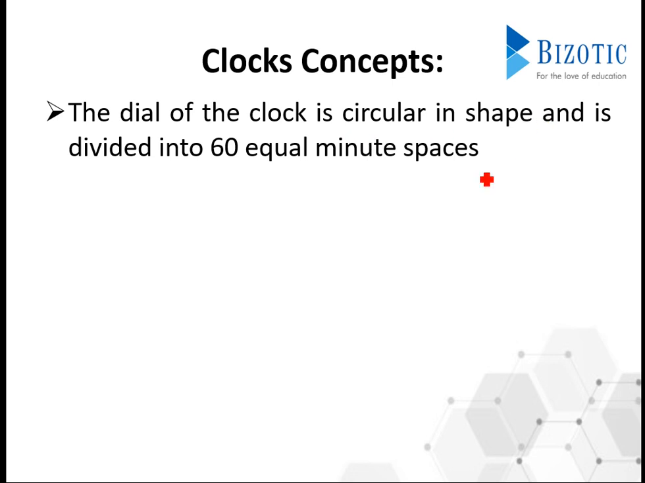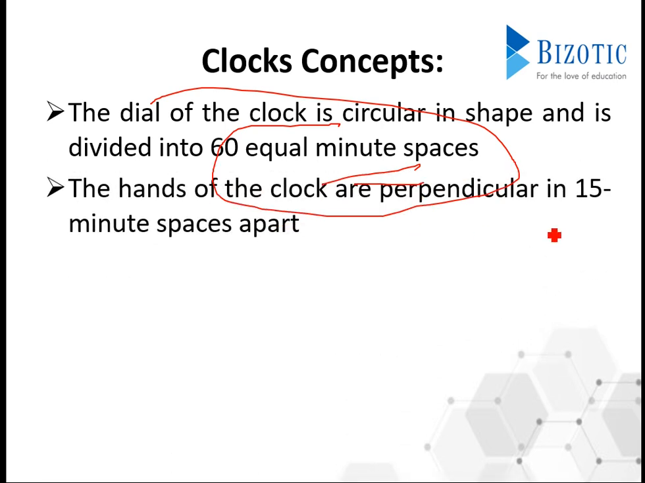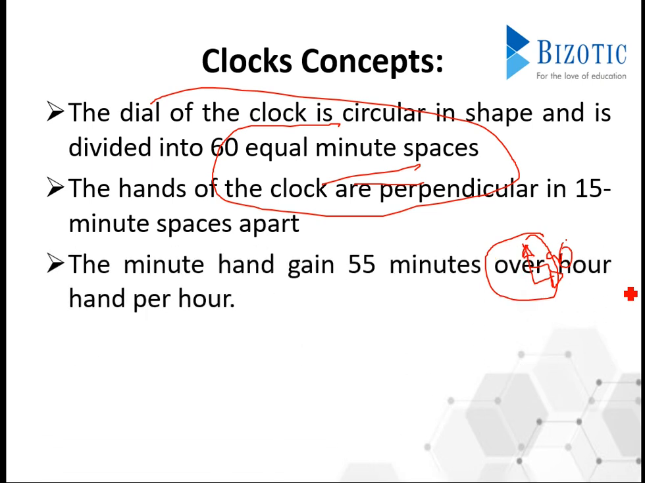The dial of the clock is circular in shape and is divided into 60 equal minute spaces. The dial might be different in shape; it exists in rectangular, square, triangle, trapezium, and all the other shapes. But what really matters is 60 equal minute spaces. The hands of the clock are perpendicular when they are 15 minute spaces apart. So whenever the hour hand and the minute hand are 15 minutes apart, they will always be perpendicular, which in turn is equal to an angle of 90 degrees between them.